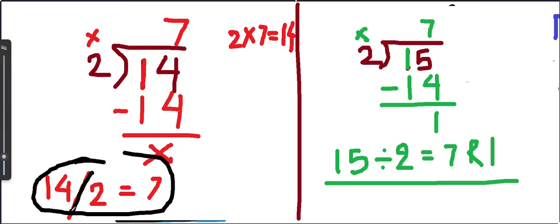14 divided by 2 is equal to 7. This is 15 divided by 2, which is equal to 7, remainder 1. So you can write the division sign in so many different ways. This is another way which we have already discussed, okay?